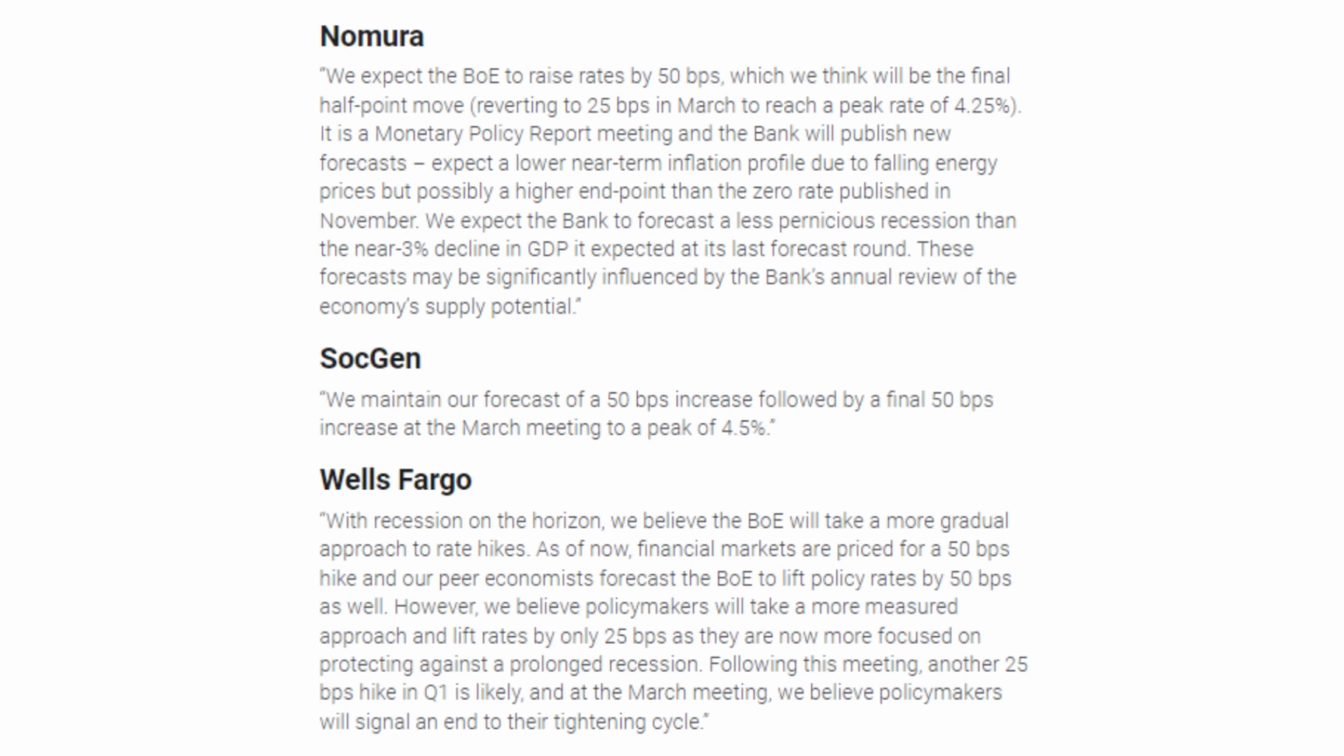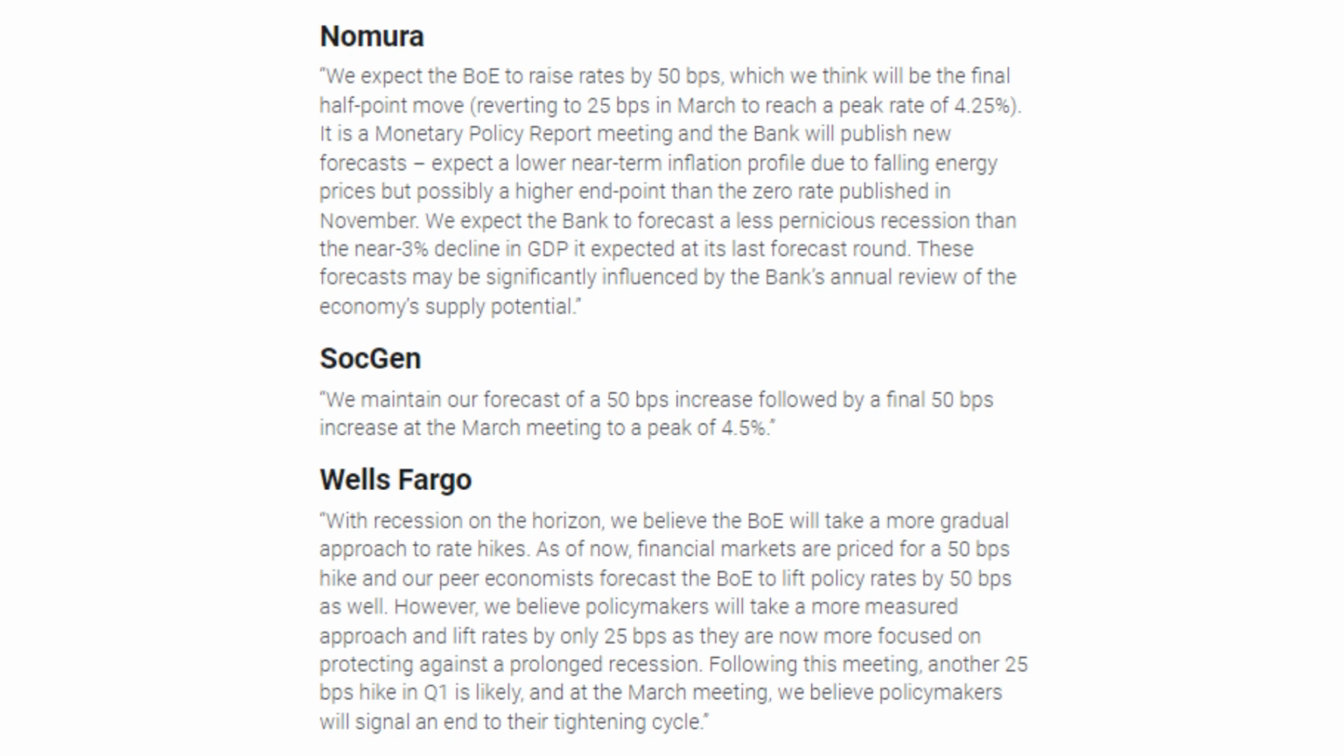Nomura. We expect the BOE to raise rates by 50 bps, which we think will be the final half-point move, reverting to 25 bps in March to reach a peak rate of 4.25%. It is a monetary policy report meeting and the bank will publish new forecasts. Expect a lower near-term inflation profile due to falling energy prices, but possibly a higher endpoint than the zero rate published in November.